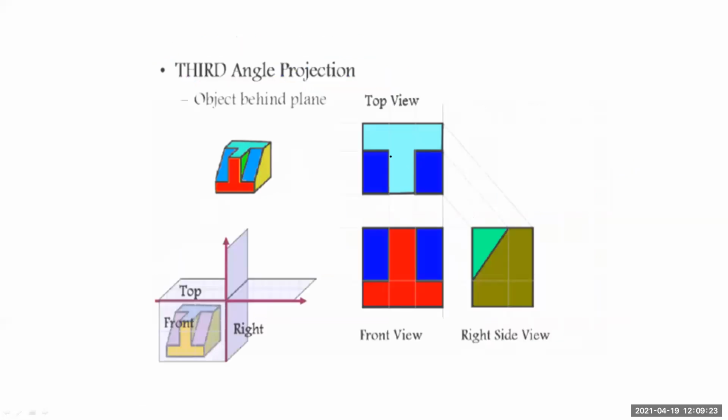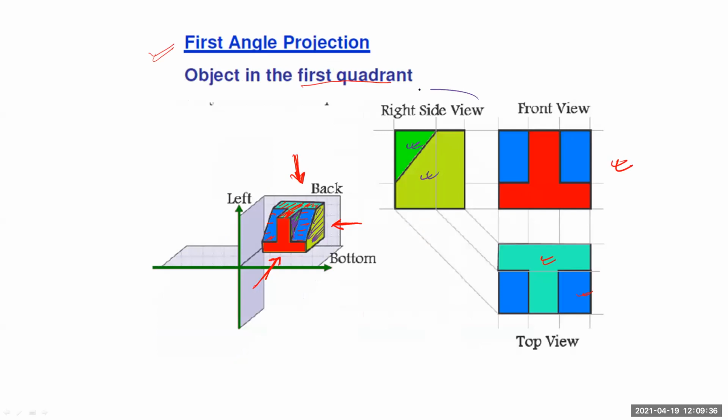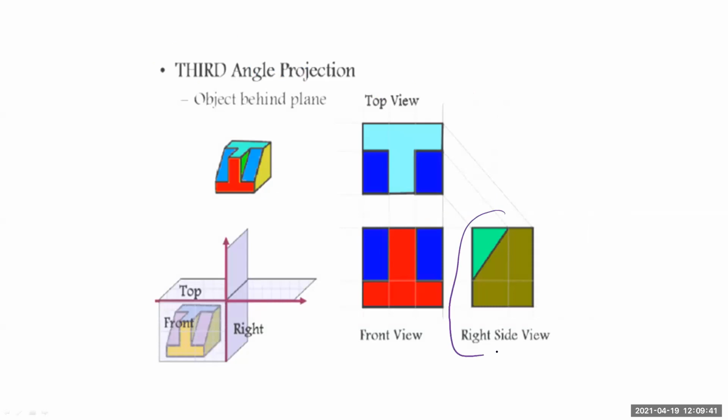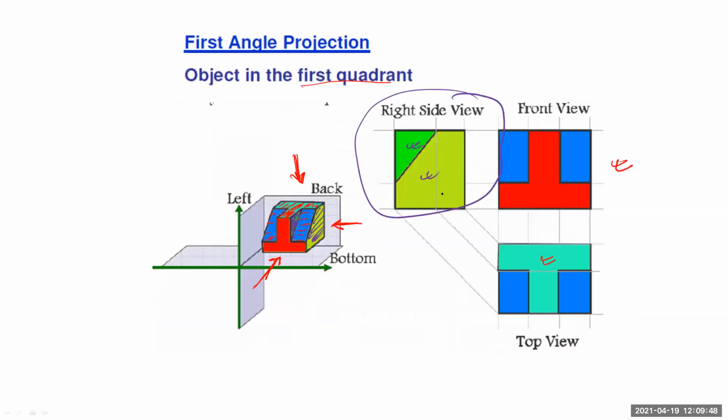Now when the same component is kept in the third quadrant, how will its projection be? You can see here, the color representation will remain the same. The only thing you can see is that the position of this right hand side view has changed. It is now coming to the right side of your front view for the third angle projection method. Whereas in your first angle projection method, it is to the left hand side of your front view.